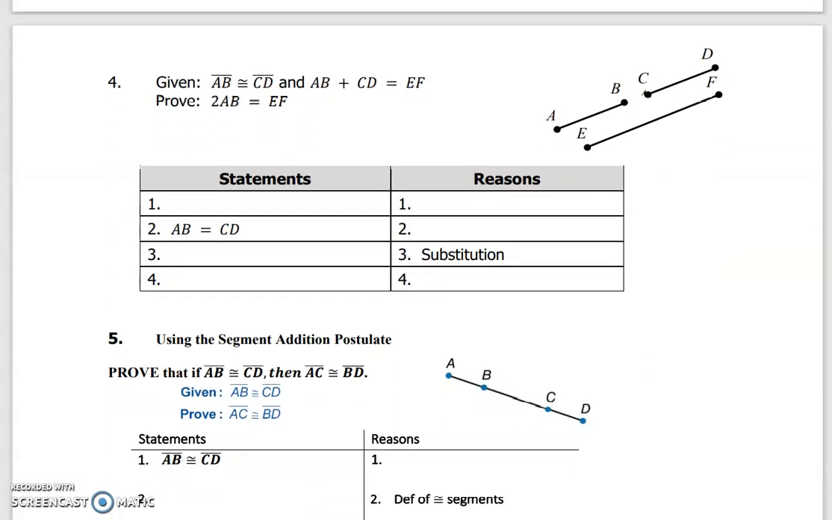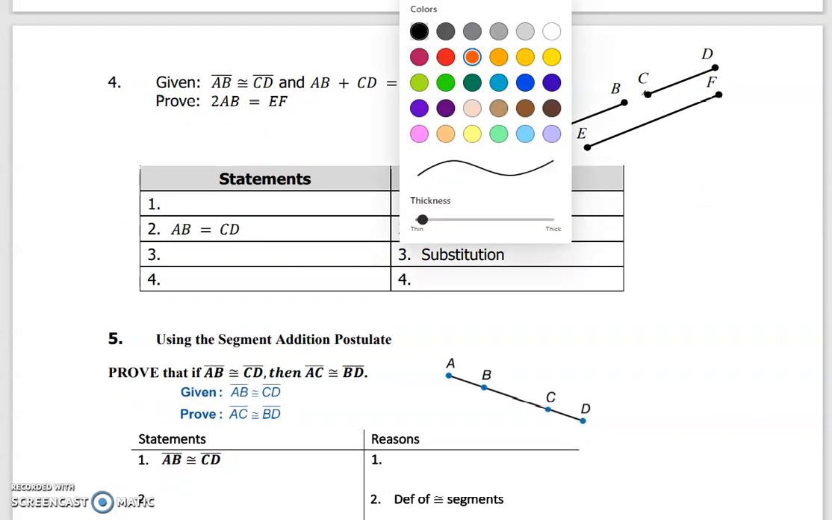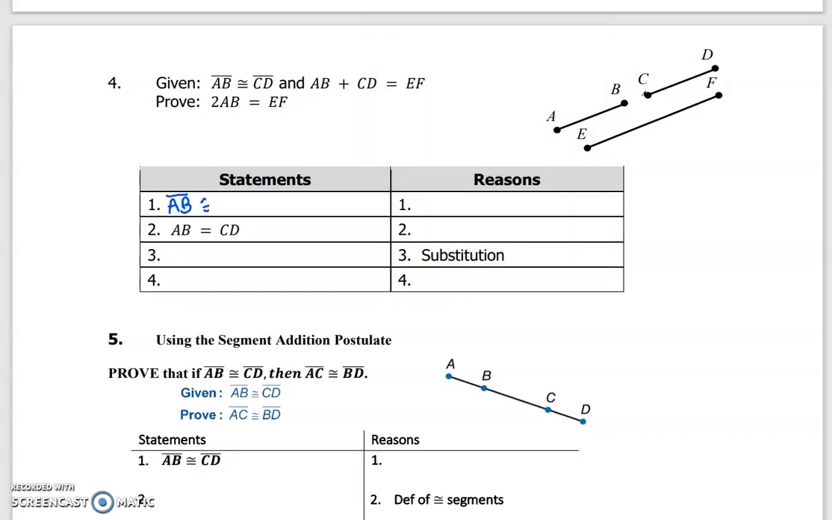Right, let's take a look at this proof here. Let's fill in our start and our end. So what's given goes here. And that is given. All right, so we're thinking that AB is equal to CD. Well, up here it was congruent, so if it's congruent, then it's equal by definition of congruent segments.